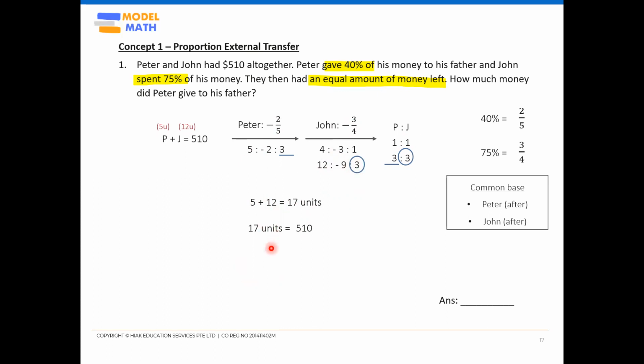All right, moving on, let's find 1 unit. So 1 unit is 30. Once you have found 1 unit, reread the final question to see what is required. How much money did Peter give to his father? So Peter giving to his father. Let's look at Peter's ratio. Now, how many units did he give to his dad? Remember the giving is the change, the minus 2, that he gave away to his father. So you got to find 2 units, which is 30 times 2. Hence, he gave his father $60.